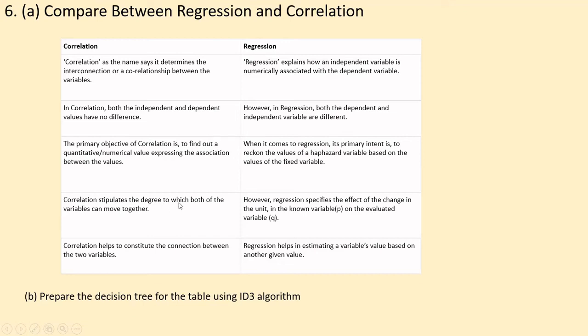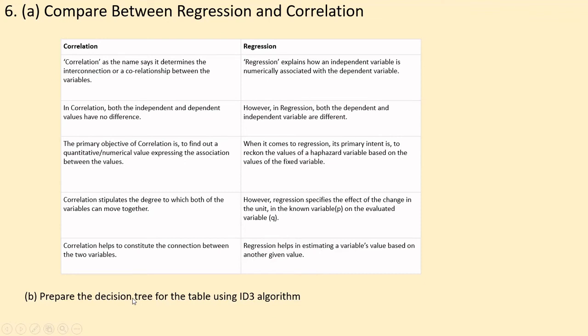Correlation stipulates the degree to which both of the variables can move together. However, regression specifies the effect of the change in one variable, the unit change in the known variable, on the estimated variable. Correlation helps us to establish the connection between the two variables, while regression helps us in estimating a variable's value based on another given value. So this is the difference, and five points were said. Let's see the next question.